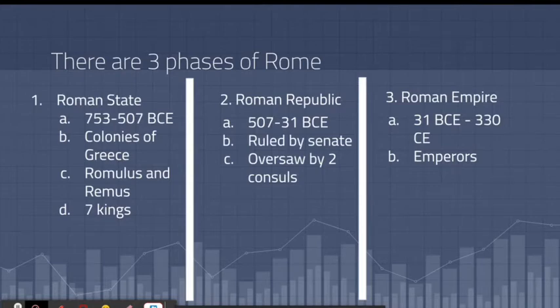The second phase is the Roman Republic. That was from 507 to 31 BCE. That is when the government of Rome was ruled by the Senate. It was also overseen by 2 councils. And then third is the Roman Empire. That is from 31 BCE to about 330 CE.